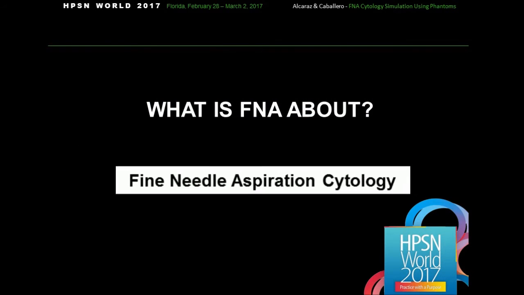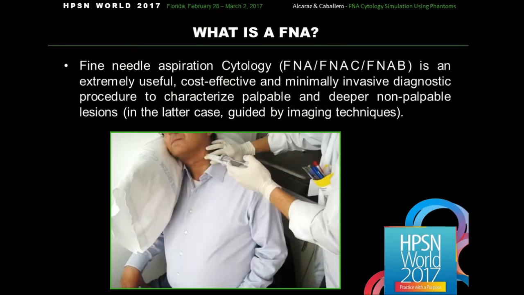What is FNA about? What are we talking about? Does anybody know what an FNA is? Fine needle aspiration is a technique which is widely used in the daily routine of any hospital or clinic. This is an extremely useful, cost-effective and minimally invasive diagnostic procedure to characterize lesions and to diagnose patients. The lesions can be palpable or deeper non-palpable. In the latter case, the FNA is performed guided by imaging techniques like ultrasounds or CT scans.